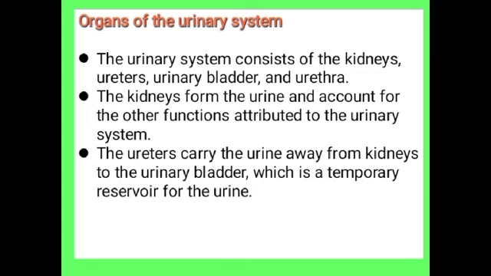It being a system, these are the associated organs that we want to talk about. First, we are going to start with the kidney, the ureters, urinary bladder, and the urethra. These are the major organs of the urinary system. The kidneys form the urine and account for the other functions attributed to the urinary system. The ureters are just the passage of the urine that is formed in the kidney and passed to the urinary bladder, which acts as a temporary reservoir of the urine.